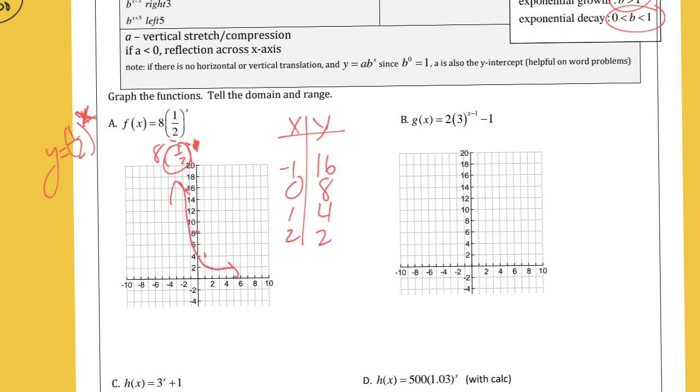And so it will get close to the asymptote, which is the line y equals 0, without touching. Okay, the range is from 0 to infinity, not including 0.